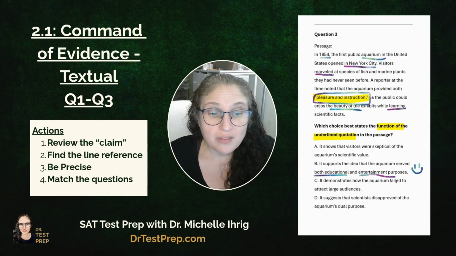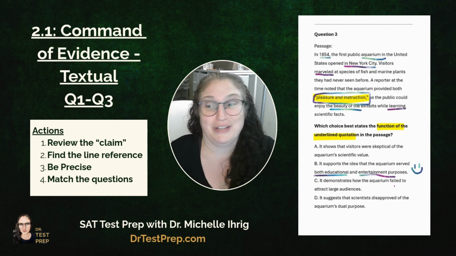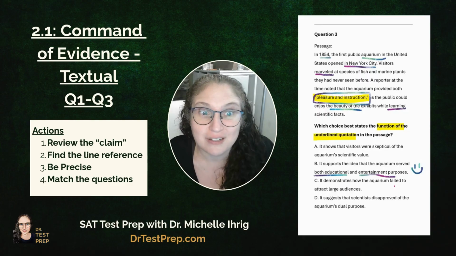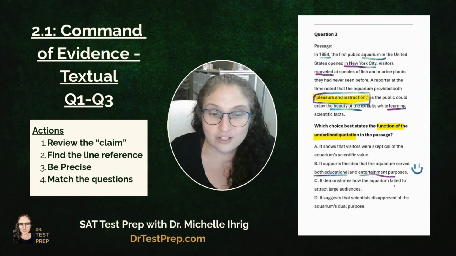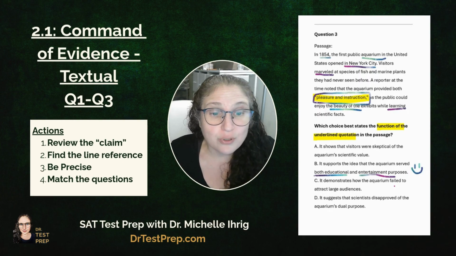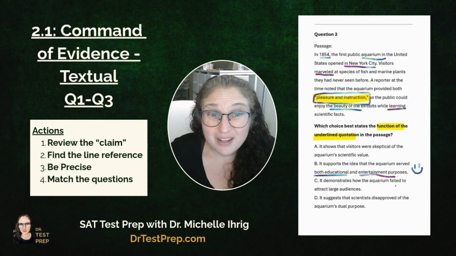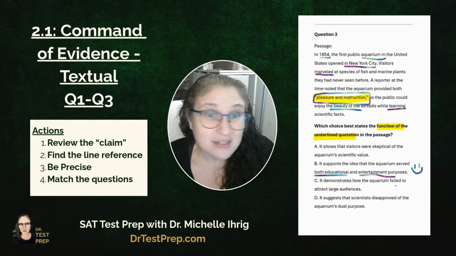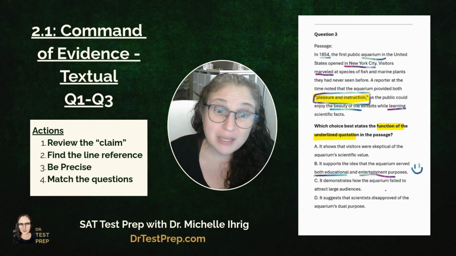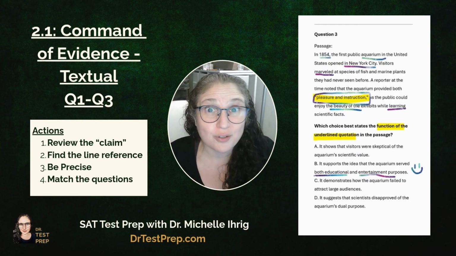It demonstrates how the aquarium failed to attract large audiences. That's not mentioned at all. It's not even talked about. It suggests that scientists disapproved of the aquarium's dual purpose. Is there a dual purpose? It kind of worked that way, but there's no mention of any scientists being upset. So that's why letter B is the best and correct answer.